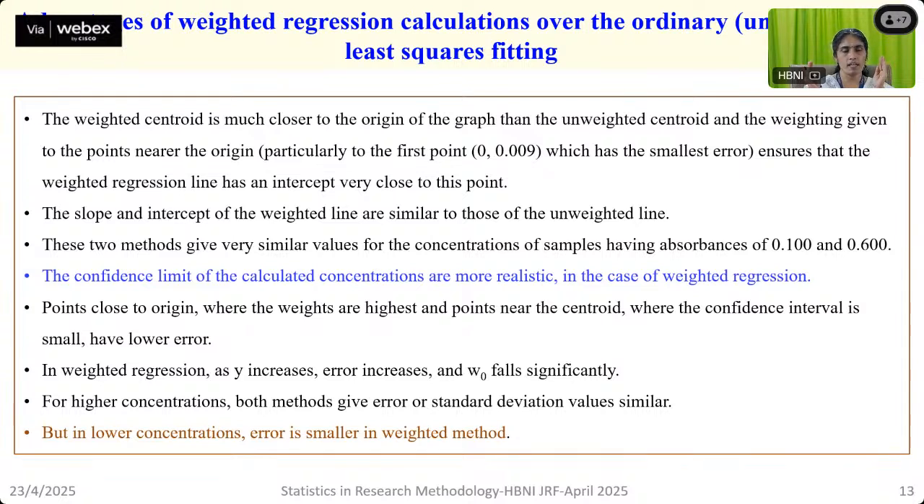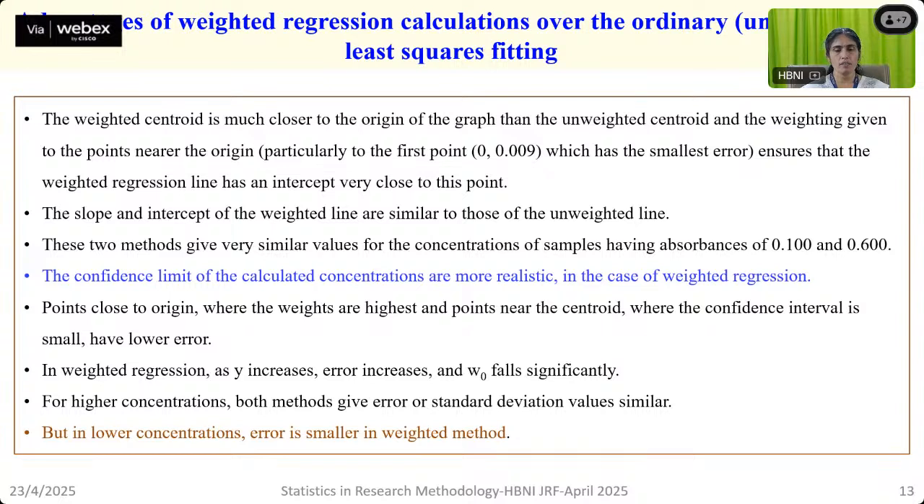But if you have a larger perspective or a larger vision, you will see that slope and intercept values are not substantially different. They are almost comparable, unless you go for division of this concentration range into smaller and smaller portions. When you go for small partitions, the difference becomes more and more visible. So ultimately both weighted as well as unweighted models give similar values for concentrations having higher absorbances, higher values.